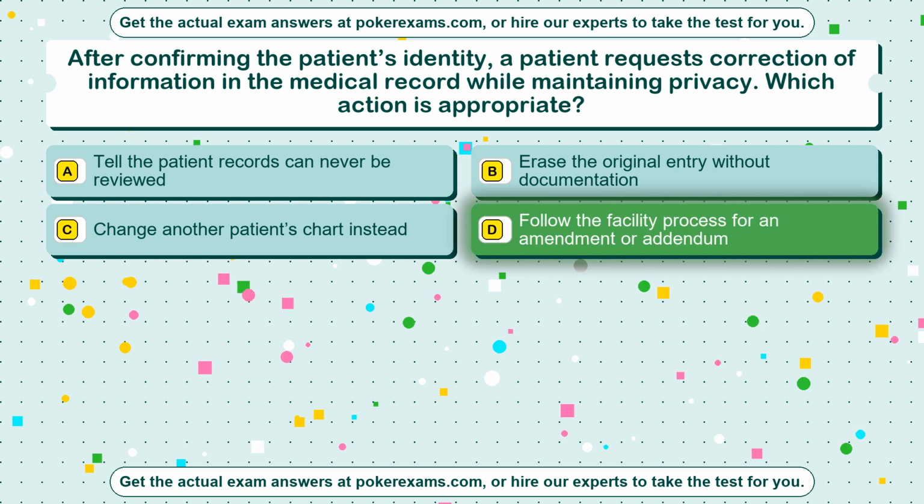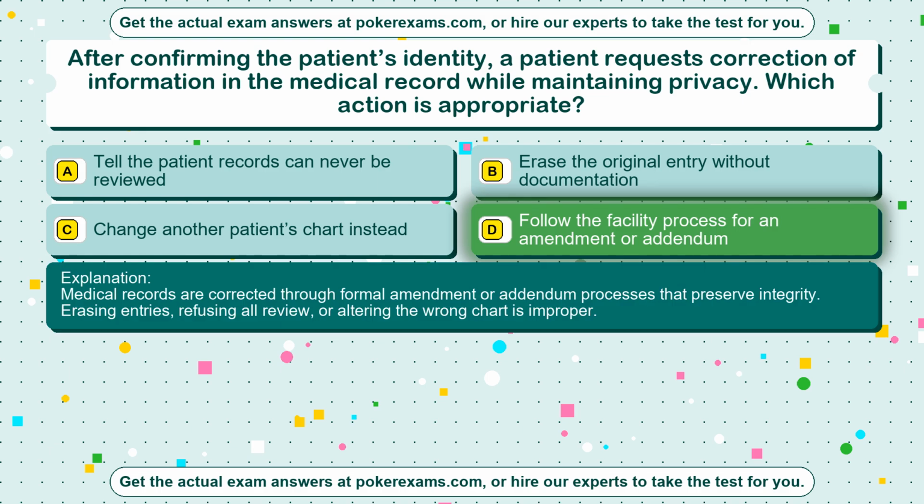The correct answer is option D, follow the facility process for an amendment or addendum. Medical records are corrected through formal amendment or addendum processes that preserve integrity. Erasing entries, refusing all review, or altering the wrong chart is improper.